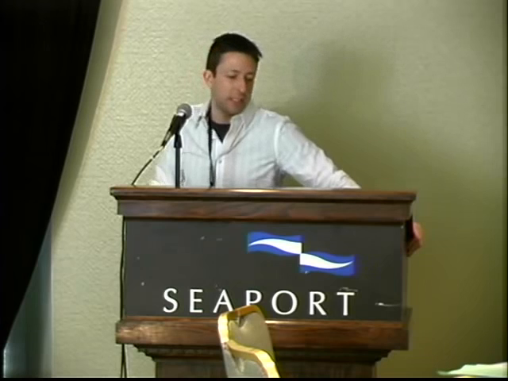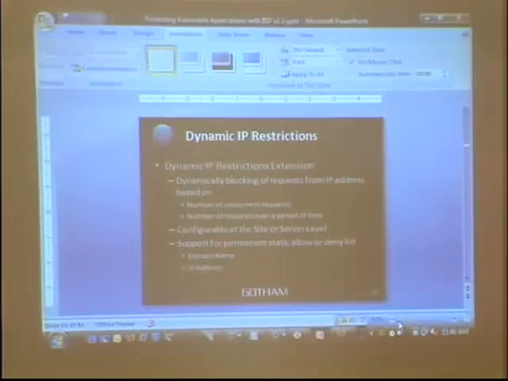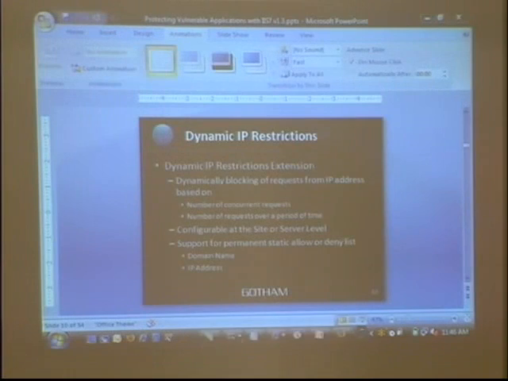The specific attack here is some type of denial of service attack that you want to prevent. So you can define a maximum number of concurrent requests, or a maximum threshold of requests over a period of time. If anybody exceeds that, you can block them by domain name or by IP address, and it'll automatically update the IIS config to block them for a specified period of time. We'll take a quick look at that.